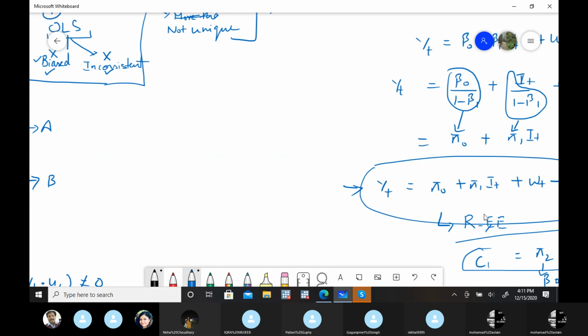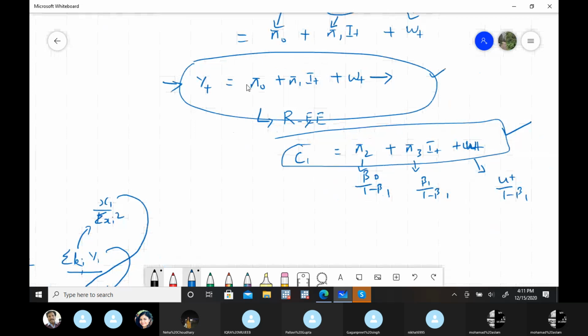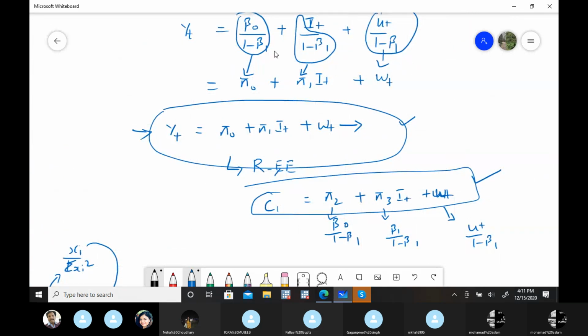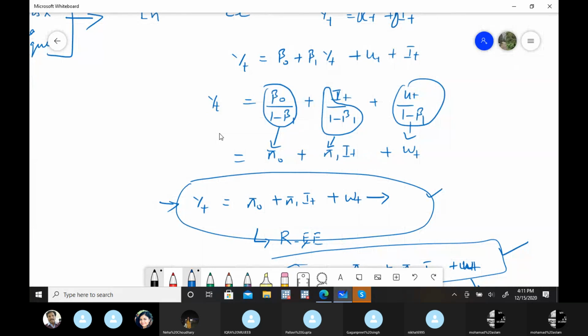This problem is no more there. But now the thing is, our purpose is not to estimate this pi 0 and pi 1. Our purpose is to get this beta 0 and beta 1, right? So this is the second thing, that if we run a regression, is it possible that we will get these estimates or not? That's the second thing. Now in this particular case, if we run a regression in this equation, how many estimates do we get? Pi 0 and pi 1. And how many coefficients do we need?